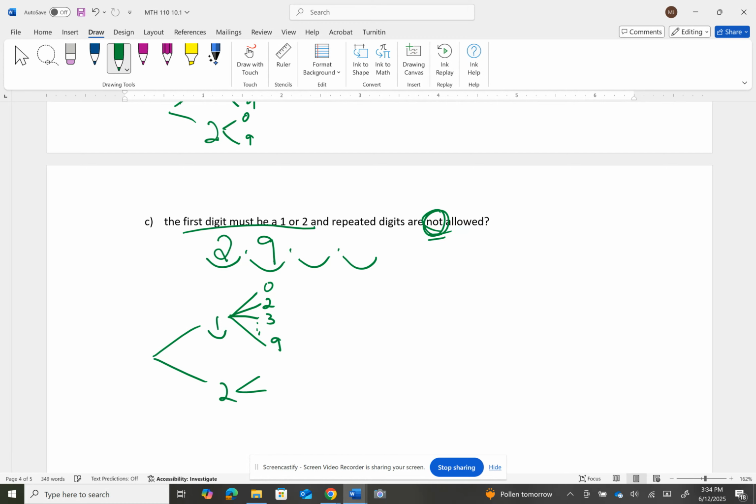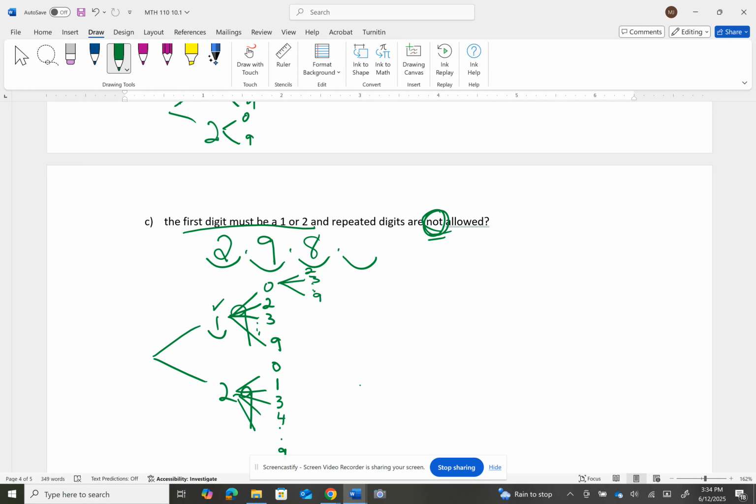That would be true here. This would also have 9 branches. Could be followed by a 0 or a 1, but not a 2. You could have a 3, though, a 4, all the way down to 9. And it would be uniform because there'd be 9 here and 9 branches there. Now think about the next digit. Repeated digits aren't allowed, so 1 and 0 are not available. So for this one, it could be a 2 or a 3 all the way down to 9. So 2, 3, 4, 5, 6, 7, 8, 9 would be 8 possibilities now.